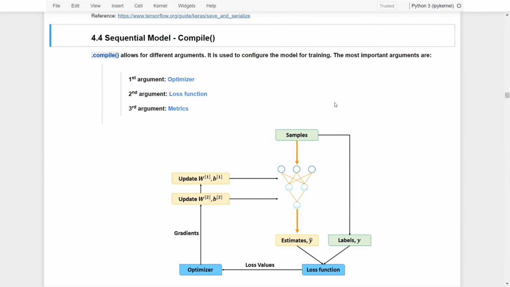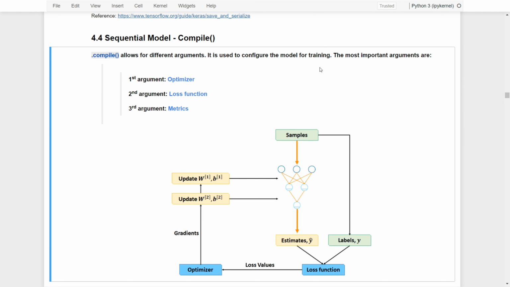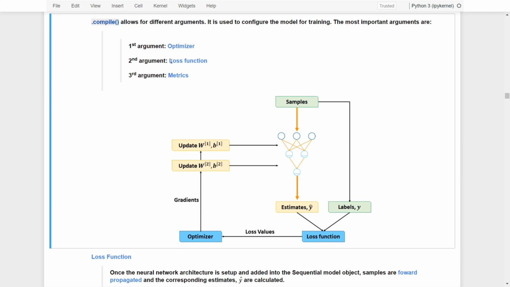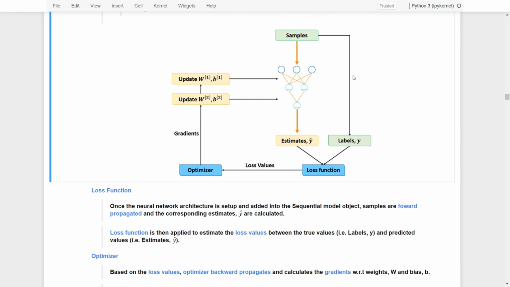The compile function is very important. It is used to configure the models for training. There are three important arguments in the compile function. The first one is the optimizer, which we will talk about in this video. The second one is the loss function, and the final one is the metrics.